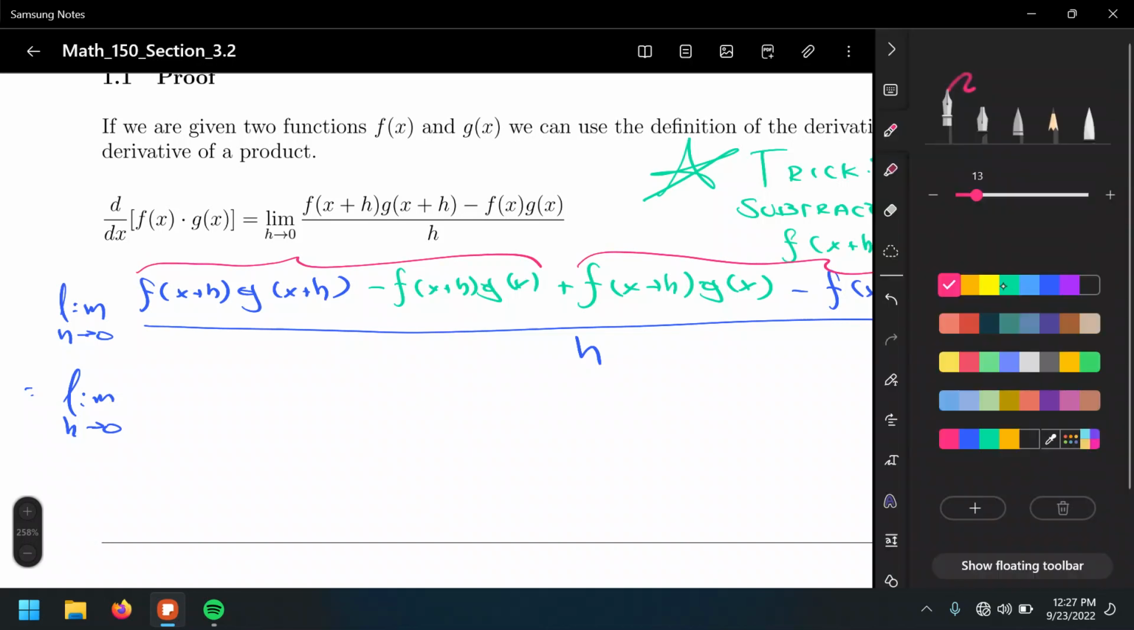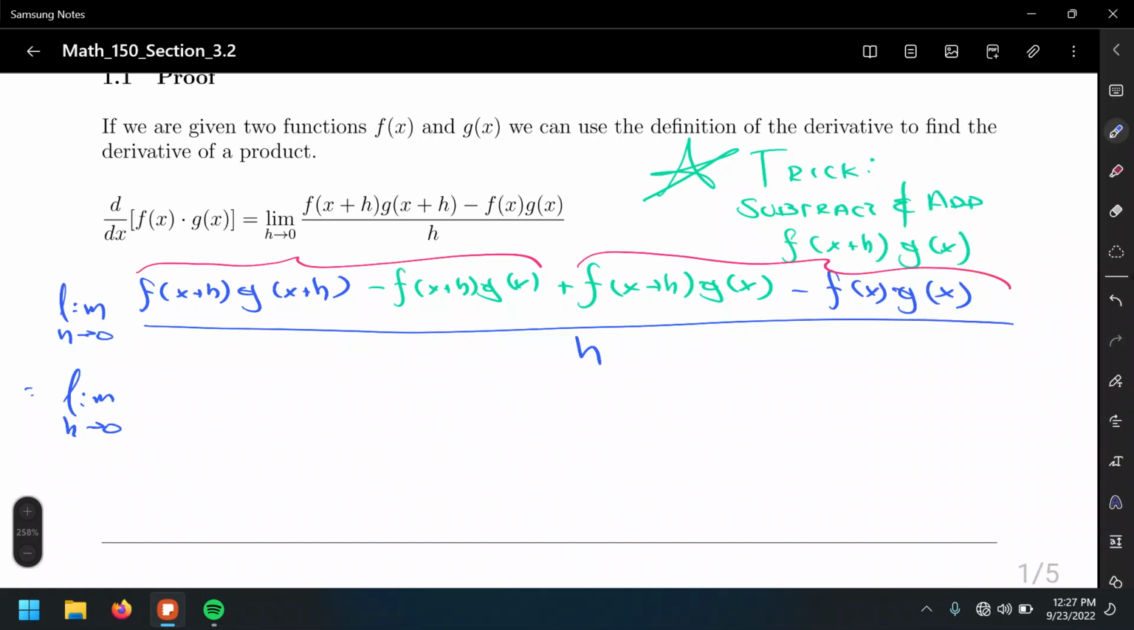And well, number one, do you see the GCF? Any GCFs here? What do they have in common? The x plus h, but which one? Because we have a g of x plus h and f of x plus h. Which one would it be? The f of x plus h. So we will have f of x plus h times g of x plus h minus g of x.